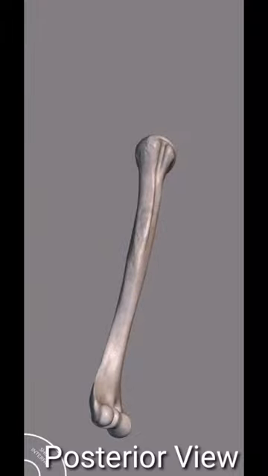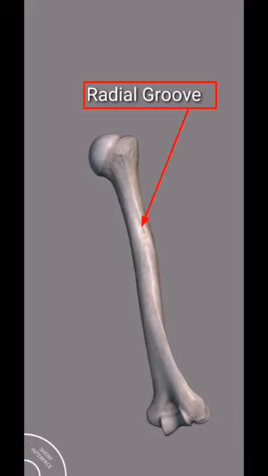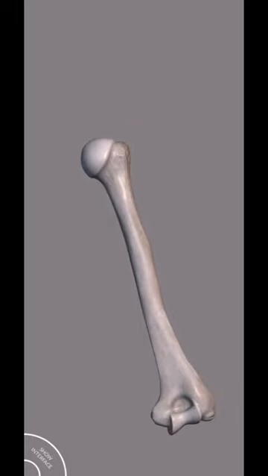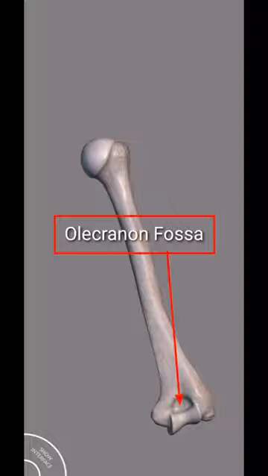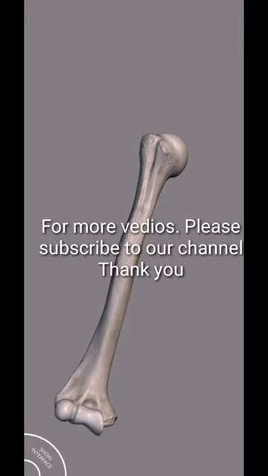Now let's come to the posterior view of the humerus bone. This is the radial groove. In the radial groove, the radial nerve runs. This is the olecranon fossa. That's all about the osteology of the humerus bone.